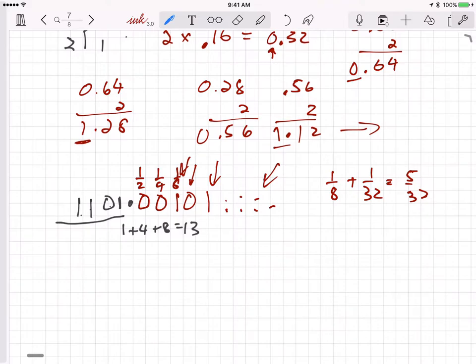So these two fractional terms add up to 5/32, which is 0.156. So you see, it's not quite 0.16 because we still had a few more terms to go. So that's how we convert decimal to binary.